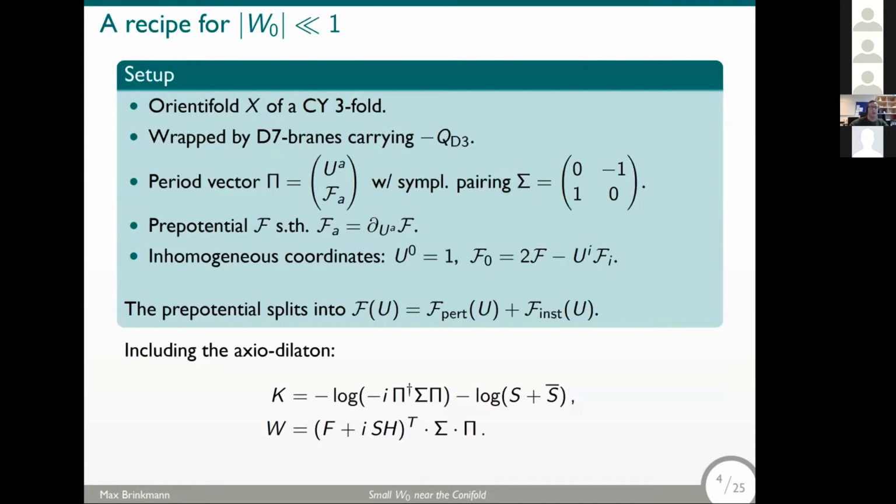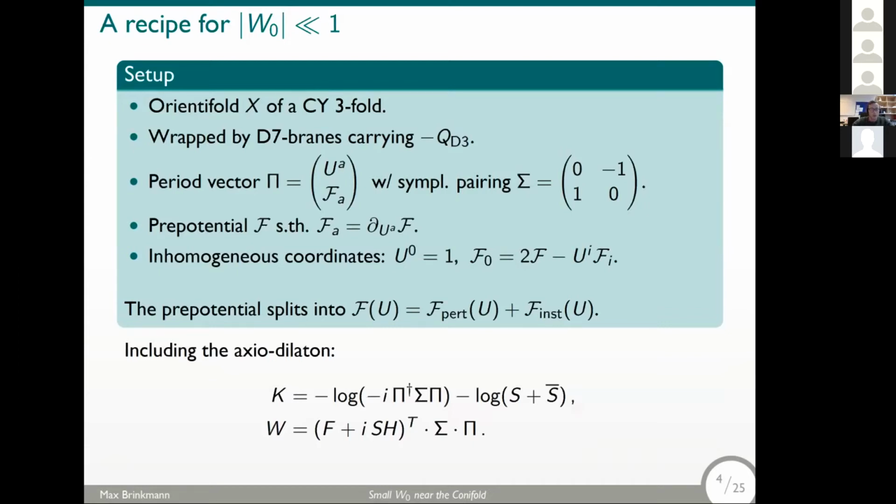The setup here is an orientifold of a Calabi-Yau threefold wrapped by a number of D7 branes, which carries some D3 charge. We assume we have a period vector in a symplectic basis. This period vector comes with a prepotential such that the second half of the periods are given by the prepotential. And we will always work in inhomogeneous coordinates here, such that the first period is just 1, and the first B period is then modified, depending on the prepotential.